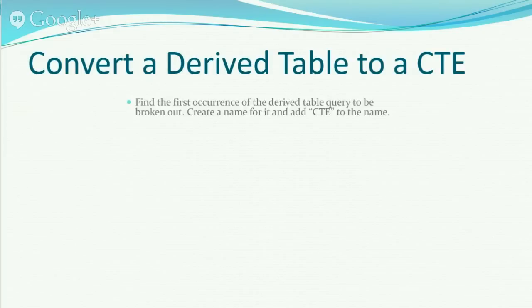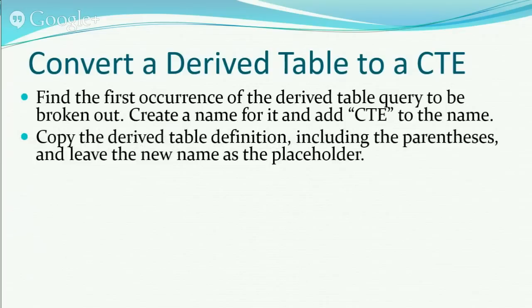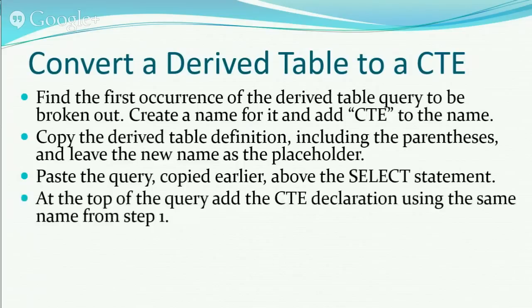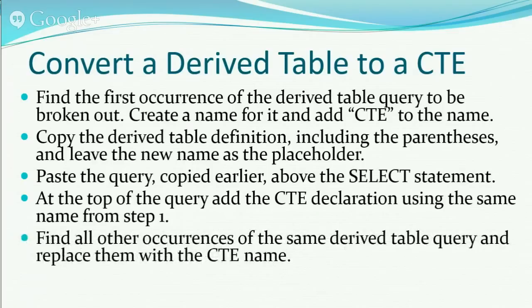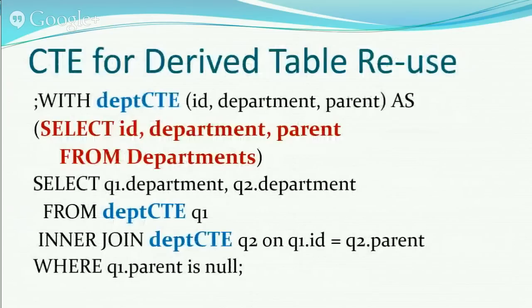So the way we do that is we find the first occurrence of the derived table query, and we create a name for it. Then we copy the derived table definition out into the CTE, including the parentheses, and leave the new name as the placeholder. We then paste the query copied earlier into the select statement. We then, at the top of the query, add the CTE declaration, and we find all the occurrences, and we clean up the formatting and test the query. So the example of what we could come out with after doing all that would be this.